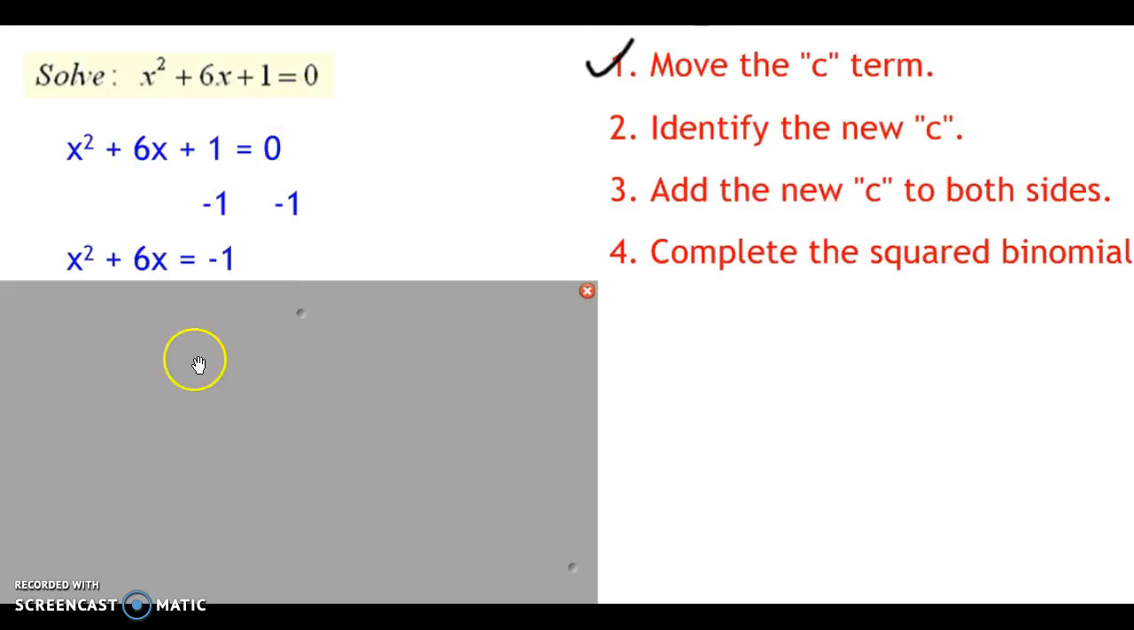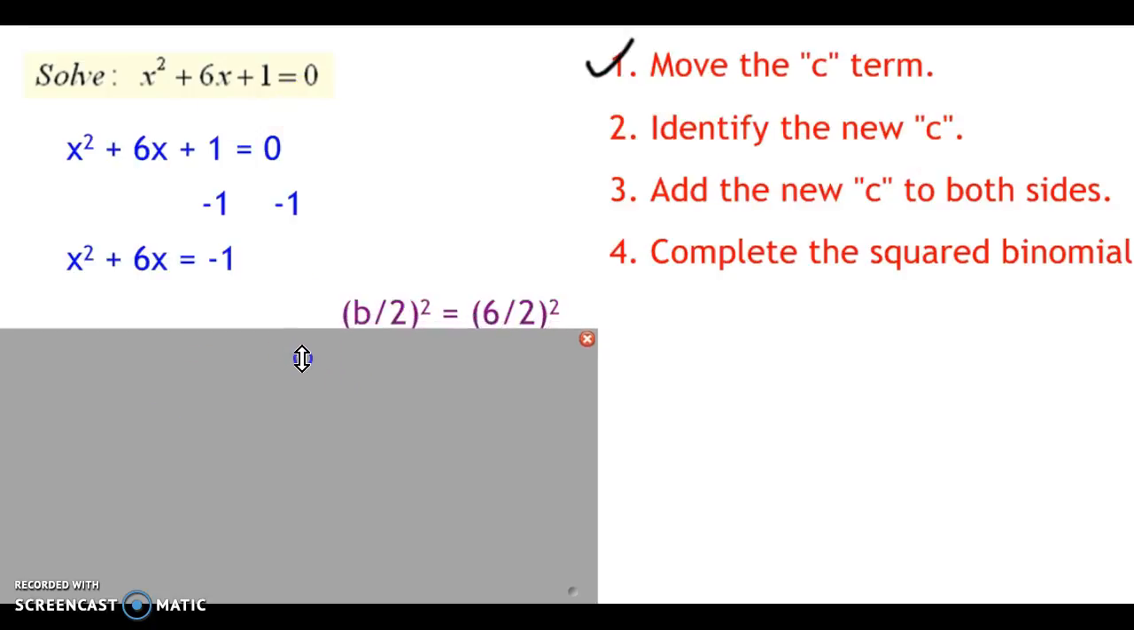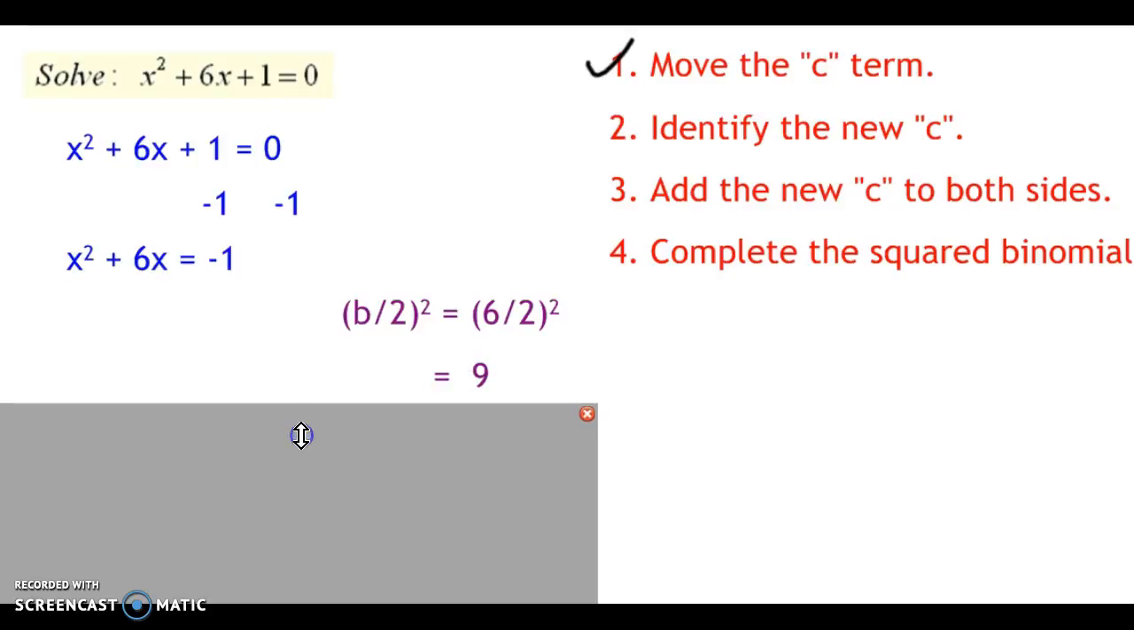So you remember the formula is going to be negative b over 2a. I'm sorry, negative b over 2 squared. I'm thinking of the vertex formula. Negative b over 2 squared is going to be 6 over 2, that's 6 over 2 squared. 6 over 2 is 3. 3 squared, of course, is 9. So now we've identified the new c term. We can check that off as well. Really good check marks today.